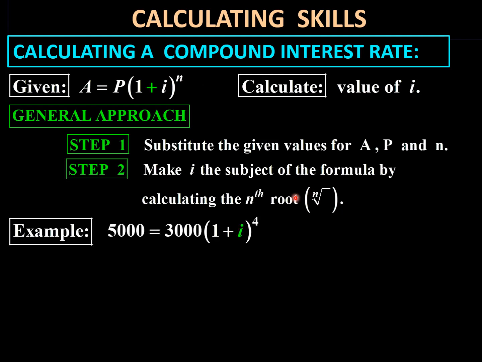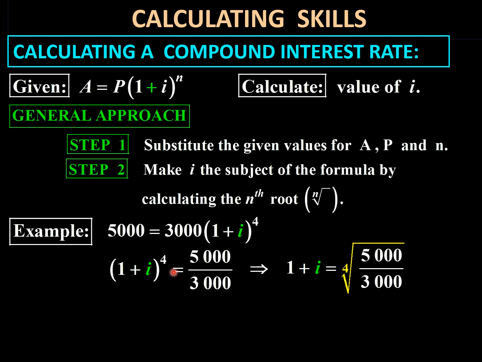Here, after doing the substitution, we have 3,000, and the growth was up to 5,000, and we want to determine the annual interest rate. So first of all, we have to get rid of that 3,000. So what do we do? We divide by 3,000, instead of multiplying by 3,000. Please do not use your calculator at this stage. Just keep it as 5,000 over 3,000. Then if I want to get to the i, I must first get rid of the 4. So instead of the power 4, I take the 4th root of 5,000 over 3,000.